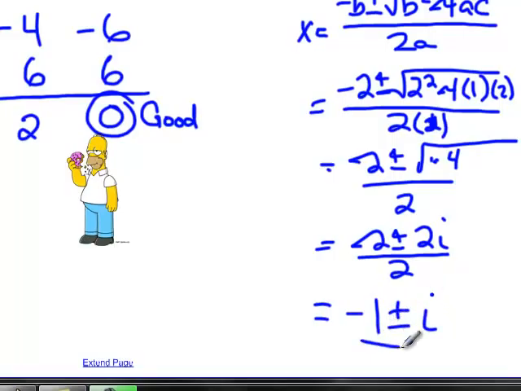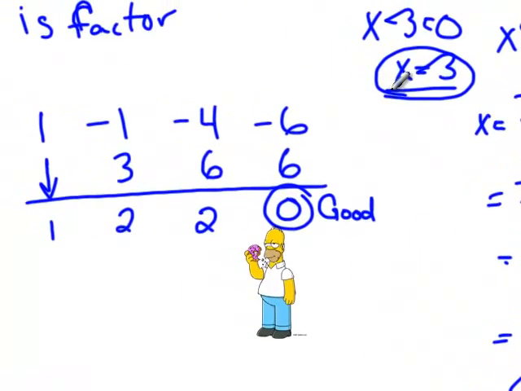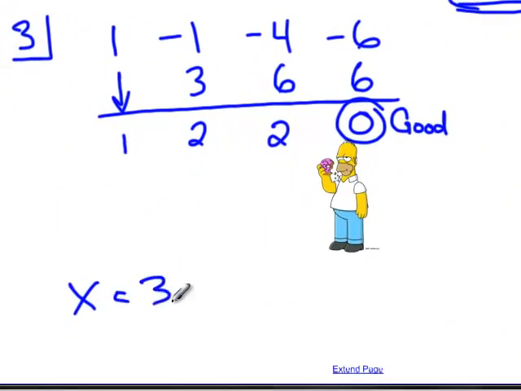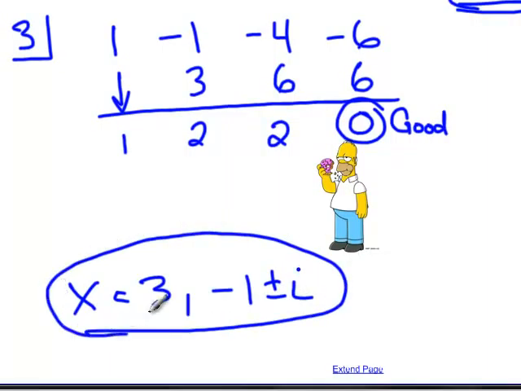So here are two of our zeros, and here's our third zero. Because it's a cubic polynomial, we know it's going to have 3 zeros. So we're going to say x equals 3 and -1 plus or minus i. Make sure that you simplify that last one, and those are your 3 zeros.